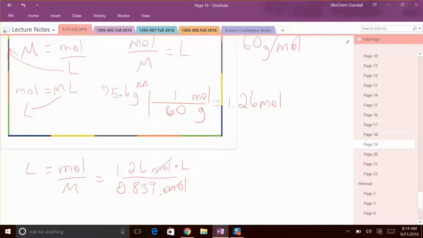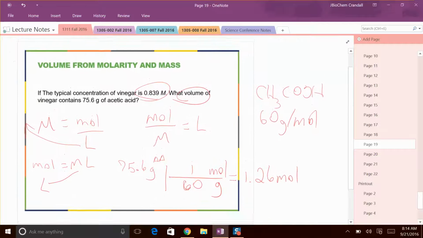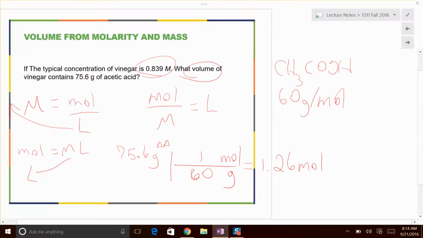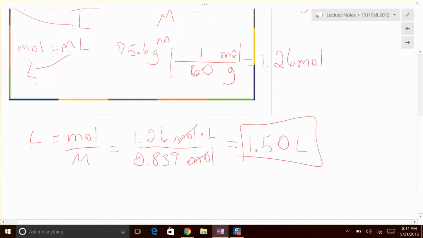What is it? 1.26 divided by 0.839? 1.50 liters. Okay? And they didn't say milliliters or anything like that. They just said volume. Okay. So we're okay. So that's how many liters we would find.